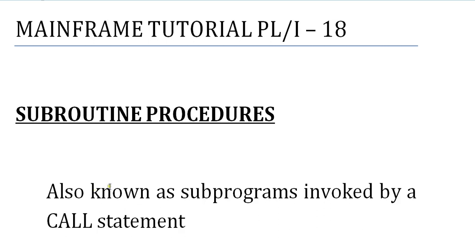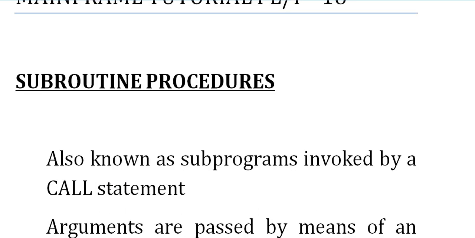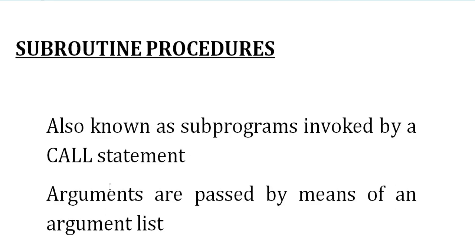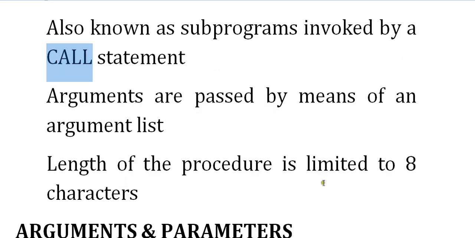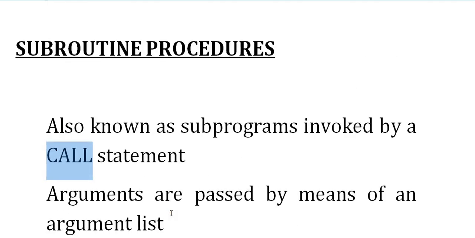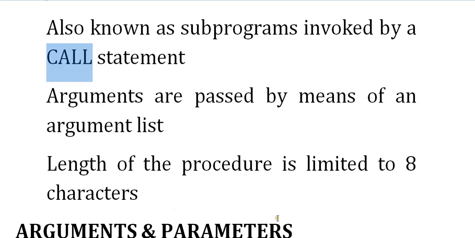So what is a subroutine procedure? It's the same as a subprogram in any other programming language like C, C++, Java or anything. A subroutine procedure, also known as a subprogram, is invoked by a call statement, the same as in the COBOL programming language. Arguments are passed by means of an argument list, so while calling a subprogram, we can pass arguments. The length of a procedure name is limited to 8 characters, so whenever you write a subroutine procedure, make sure that you limit it to 8 characters.